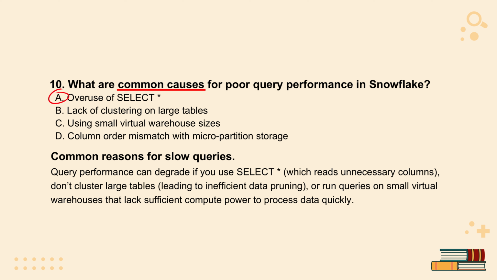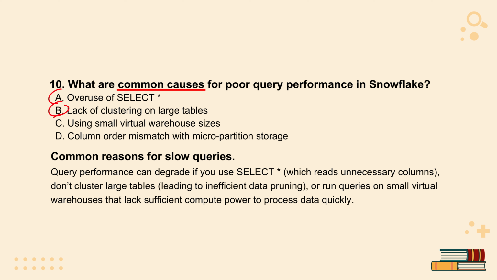Wow. Okay, select star, what else? Another big one is a lack of clustering, especially on very large tables. Without a good clustering key defined, Snowflake can't efficiently prune partitions. It ends up scanning much more data than it needs to when you filter in your where clause. Right, inefficient scanning. Exactly. And lastly, just using virtual warehouse sizes that are too small for the job. A small warehouse might be fine for simple queries, but if you throw complex joins or operations on large data sets at it, it's just going to struggle and take a long time. Sometimes sizing up the warehouse, even temporarily, is the right fix.